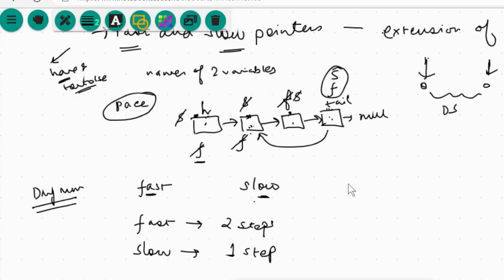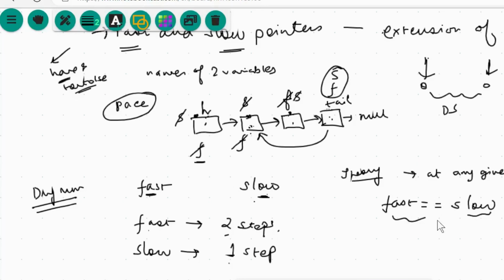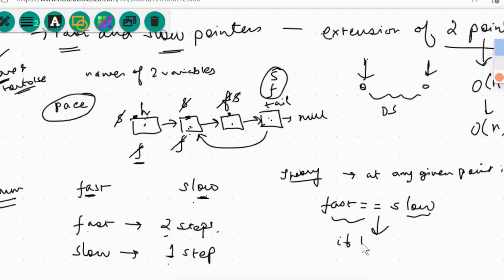Okay. So the theory, this technique, what it talks of is, if 2 pointers are moving at 2 different paces, one pointer is moving 2 steps ahead, another pointer is moving 1 step ahead at any given point in time, both the pointers are supposed to catch each other, means fast and slow will meet. Like initially they were at the same position, at some point they have to meet. If they meet, if this is true, then there is a loop which exists.